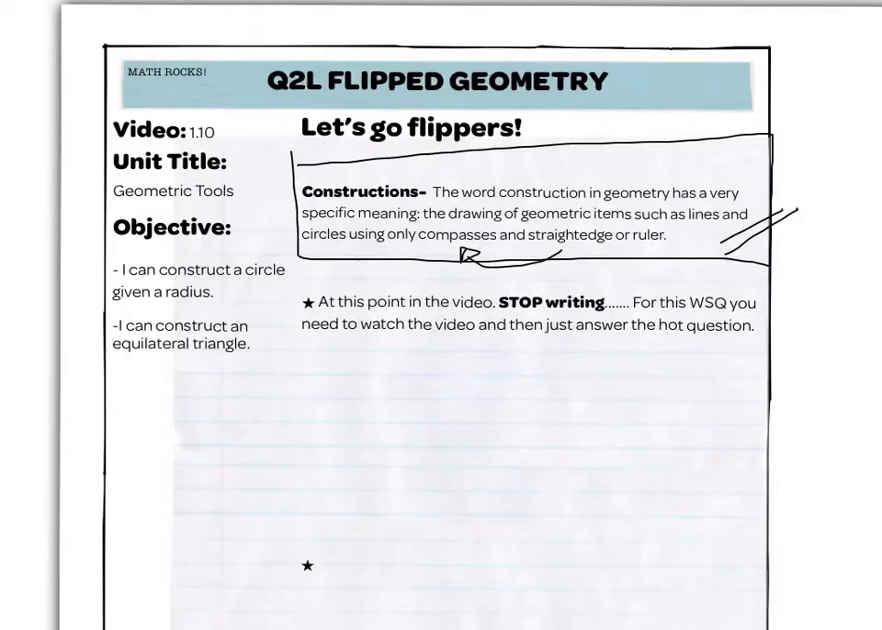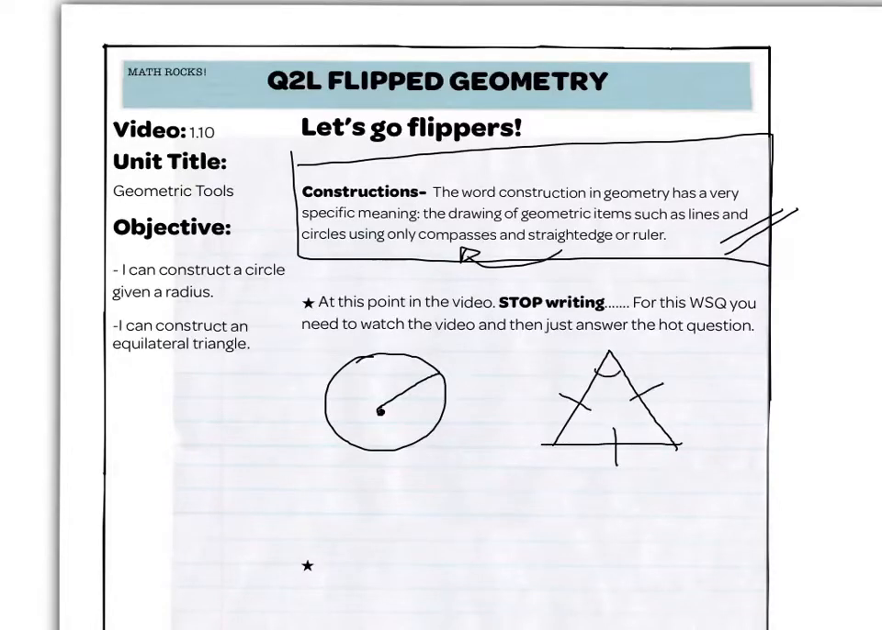So at this point in the video, you want to make sure that you at least copy down the idea that we're going to have a circle given a specific radius, and you're going to work on creating an equilateral triangle. Equilateral meaning that all sides are congruent, which will force all angles to be congruent. All right, so again, you have the option to take notes during this video that you're going to see. Be sure to watch it carefully so that you know how to do these constructions in class.